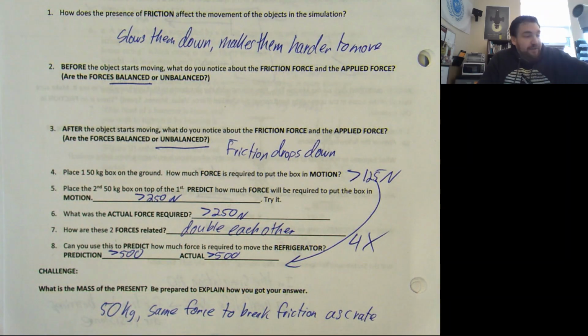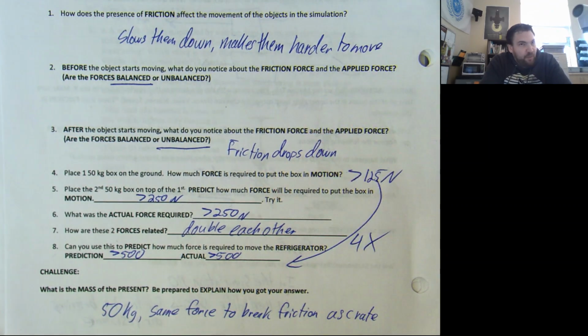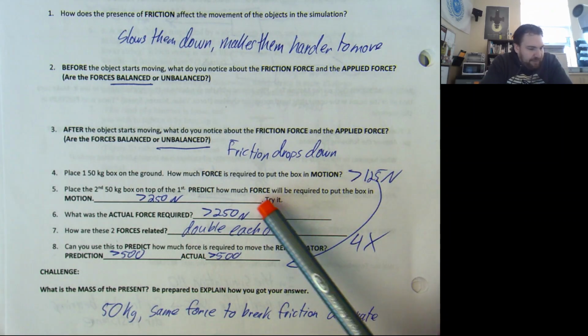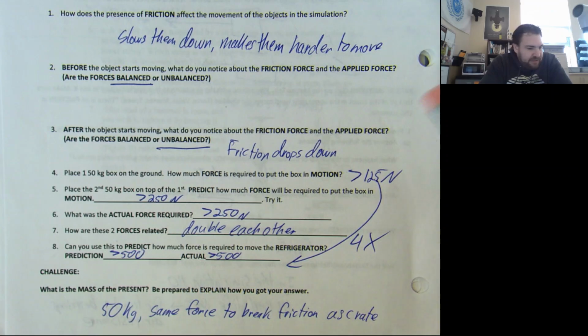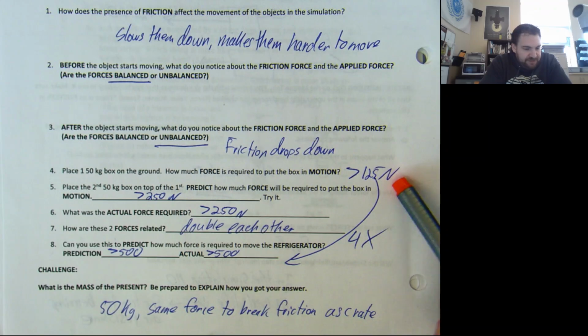So if you got a chance to play with it, that's what you should have seen: the force of friction drops once you get the thing moving. Oh yeah, and I've got values here. We placed the 50 kilogram box. How much force is required to move it? Anything bigger than 125 newtons, the thing's going to move.